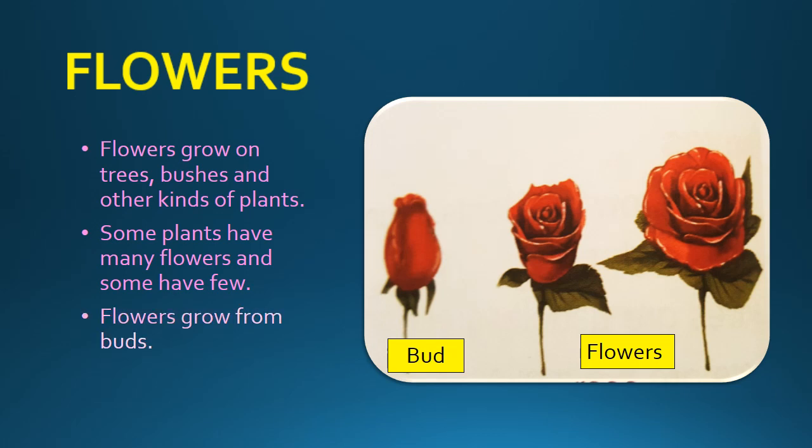Flowers grow from buds. As we have already discussed that flowers grow from the bud. Bud यानी कि कली. पहले वो थोड़ा सा closed होते हैं petals और फिर वो खिल जाते हैं and they become flower.